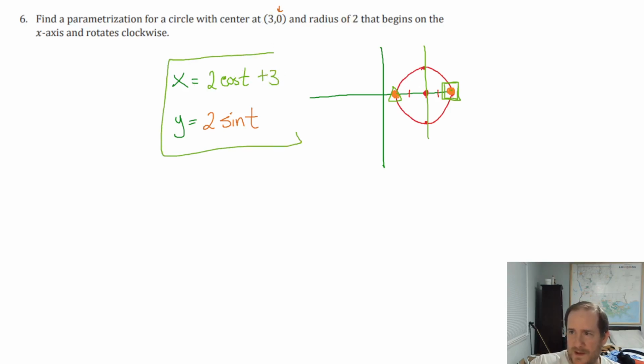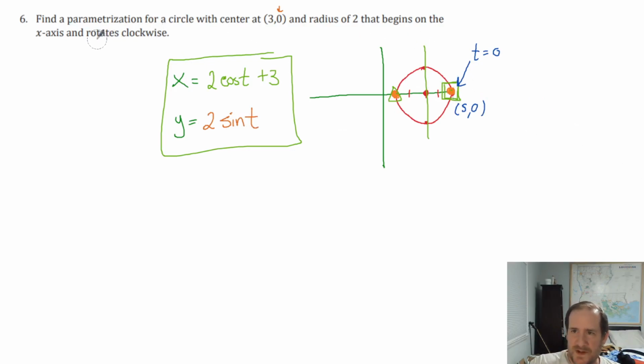There. I am now quite confident that this parameterization will start me at this point. That point will be associated with time 0. That again is because cosine of 0 starts at its max, which is 1, times 2 is 2, plus 3 is 5. I'm definitely here. And sine starts on its midline at 0. 2 times 0 is 0. So I'm at 5, 0, like I want to be.